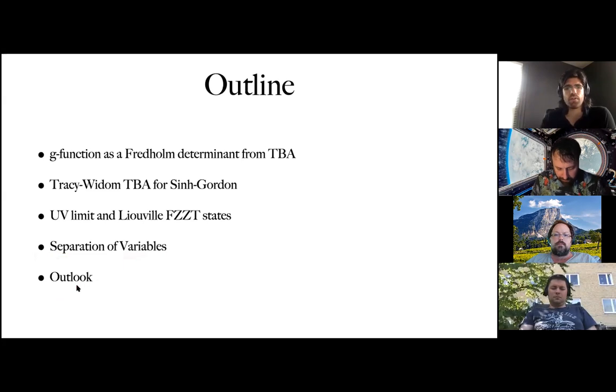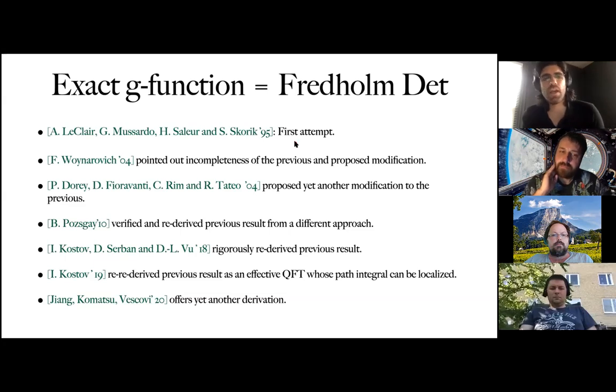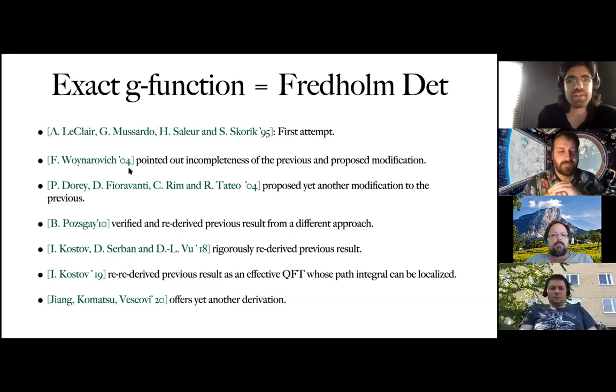Okay, so let me do a little bit of historical recap of the story of this problem. It has been a long-standing problem in integrable field theories. The first attempt to compute it was in the paper of Leclerc, Monsardo, Sala, and Scotti, 1995, where they made a simple generalization of the TBA for this quantity. But then almost 10 years after, in 2004, there was a paper by Vojnarovic, which pointed out that the previous result was incomplete and proposed some modification.